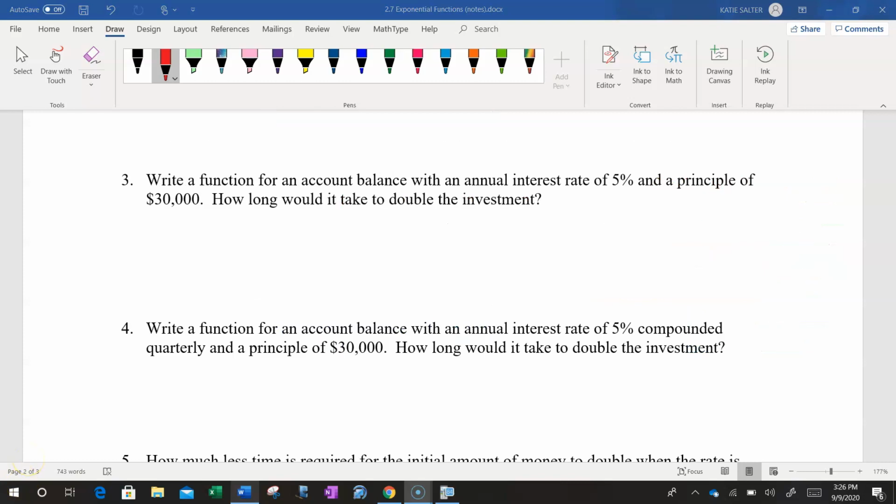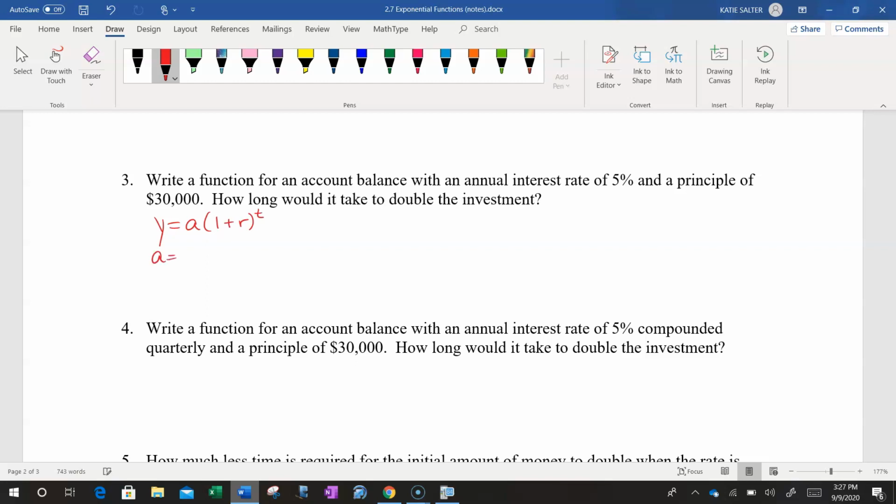So number 3, write a function for an account balance with an annual interest rate of 5% and a principal of $30,000. How long will it take to double the investment? Okay, in this case, it doesn't say anything about the money being compounded, so you would just go with your basic percent growth formula, which is y equals a times 1 plus r to the t, and we're going to add the rate because our money's growing.